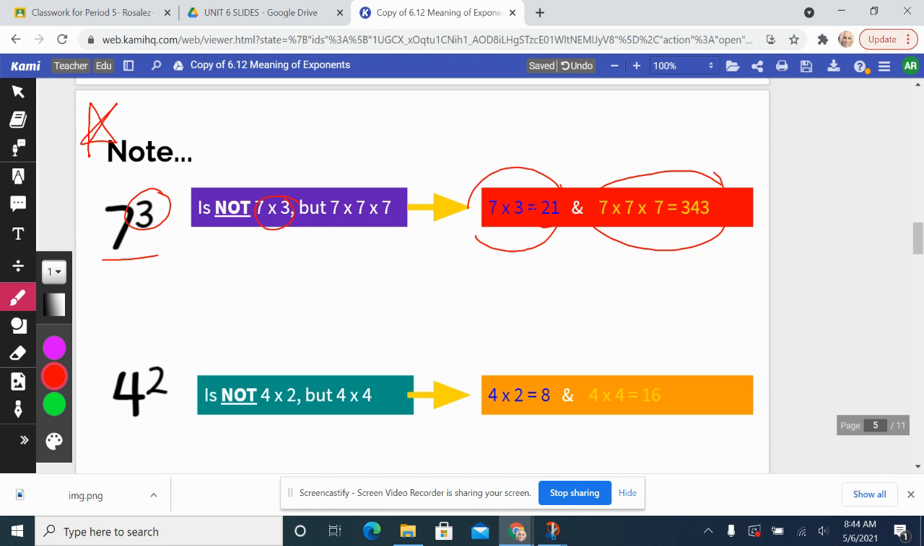Okay, so same down here, 4 squared, right? Or 4 to the 2. You could say it either way. So 4 squared, or 4 to the 2, is not 4 times 2. That's not what it is. Because 4 times 2, that's 8. But what this means is multiply 4 to itself 2 times. Well, 4 times 4 is 16. So take note that if you make the error, you're going to get it wrong, right?